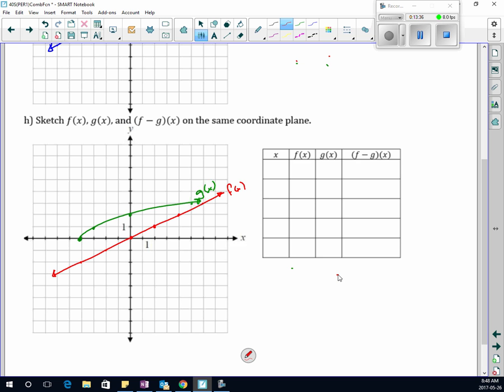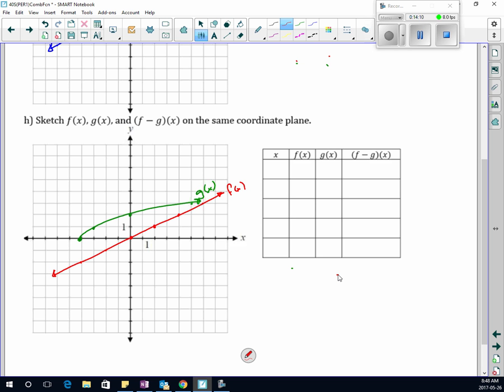Now, adding doesn't matter which order you add. However, subtracting is huge for order. Why? Because the minus is going with the g of x, right? Not the f of x. So you can't just arbitrarily subtract the two values. You have to take the f and subtract g. Okay? So that is the only mistake I usually see, is on subtracting. People lose track of which ones they're subtracting when they don't have a table, right?